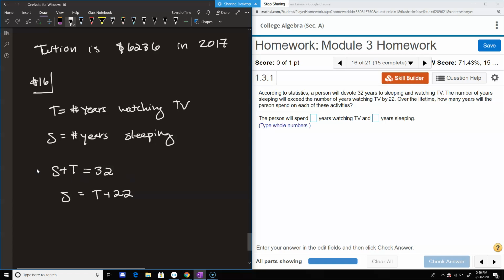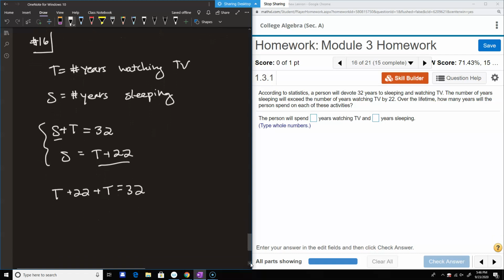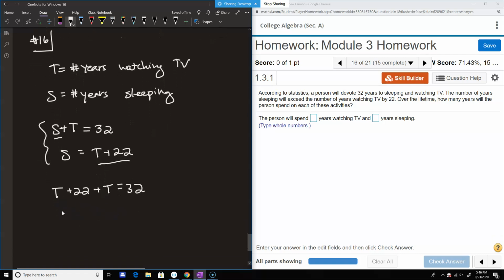So now what I can do is I can kind of combine these two equations. I can take S in the top equation and replace it by T plus 22. So I get T plus 22 plus T equals 32. Does everyone see how I did that? I just took the S, that was T plus 22, and replaced it up here. Because S is equal to T plus 22. And we can't solve an equation unless we get it down to one variable. So T plus T would make 2T.